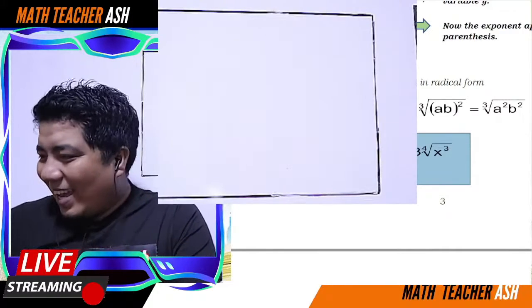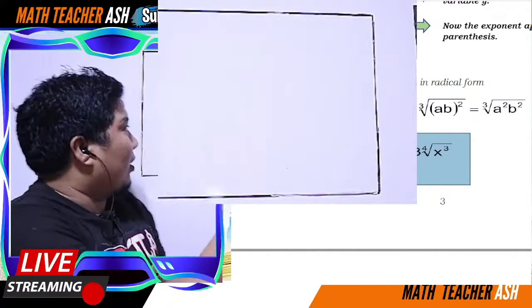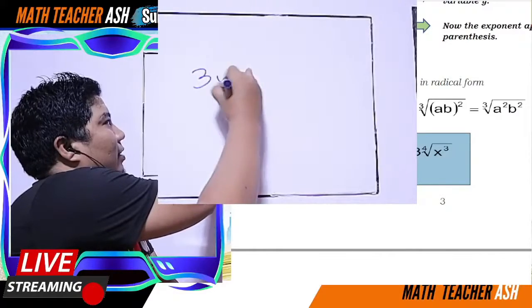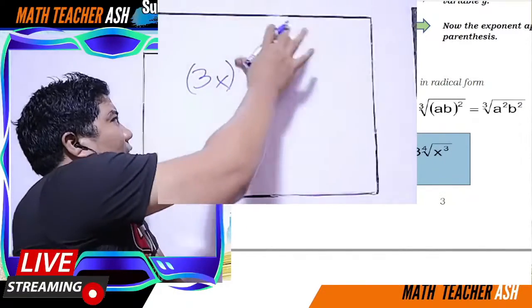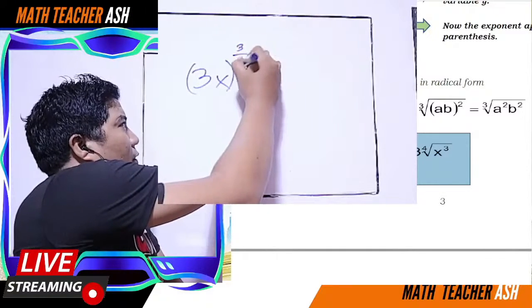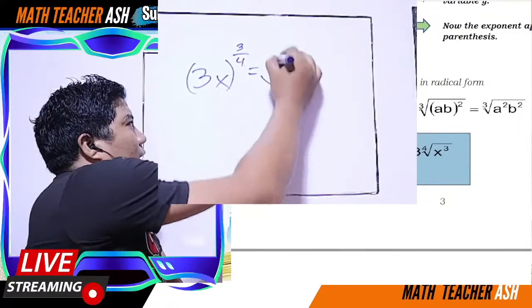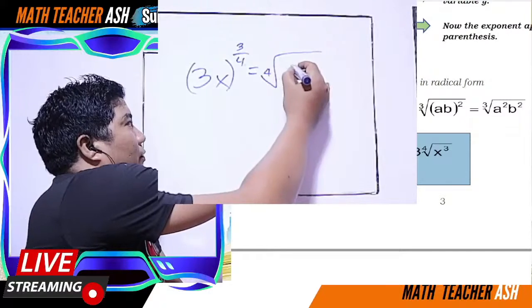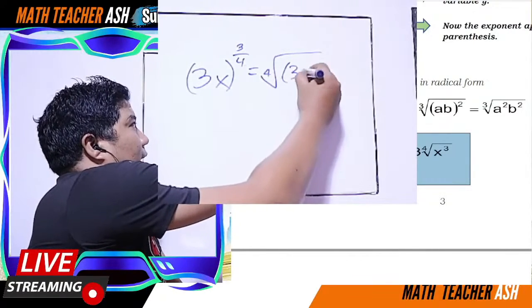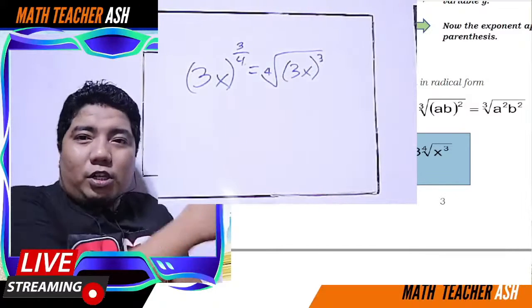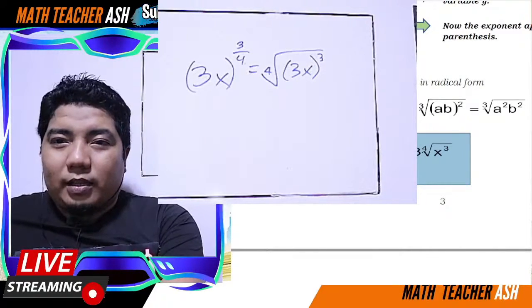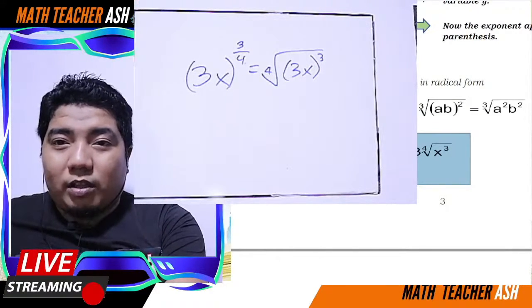Okay. Ayan, alright. So, i-correct natin ito. So, if this is the given, 3x to the power of 3/4 pala. Okay, to the power of 3/4. Therefore, dapat ito, ganito yan siya. Fourth root of 3x to the power of 3. Okay? So, of course, kung gusto mo naman, ipagandahin lang natin konti.